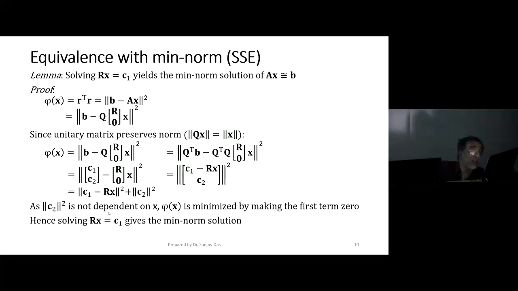And so solving this, Rx equals C1, is the reduced QR method, right? And that gives us the same solution as minimizing the L2 norm of the error squared. Okay, so the pseudo inversion method and this method gave you the same solutions. And that was what you had asked for, but we just wanted to formalize our observation.